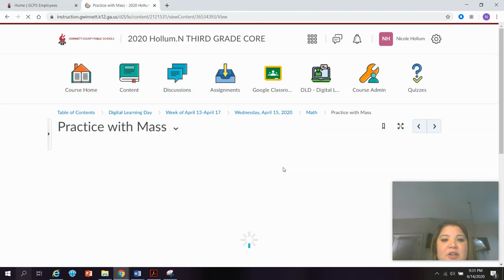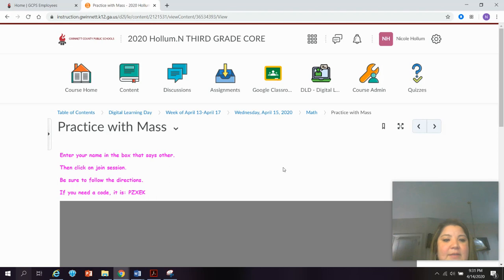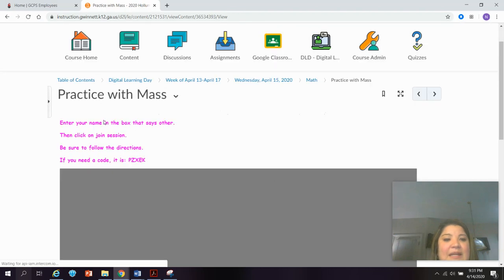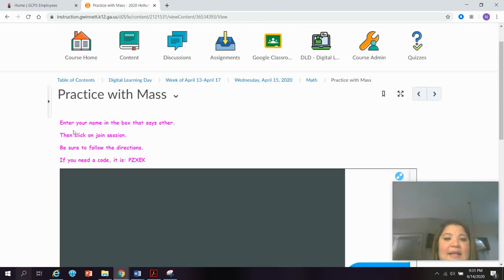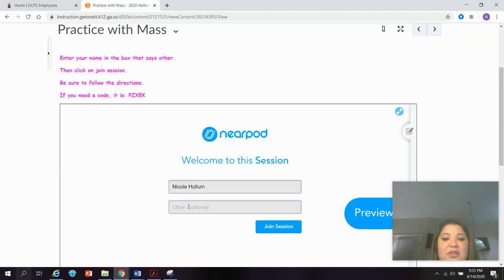Some of you might have done a Nearpod before. I know Ms. Hamrick likes to do Nearpods if you have AC math. But it gives you the directions here in pink. It says enter your name in the box that says other. Do you see this box here that says other? You see my name? You're going to enter your name there, and then you're going to click join session. If you need a code, here is the code. It might not ask you for a code, but if it does, enter that code there.